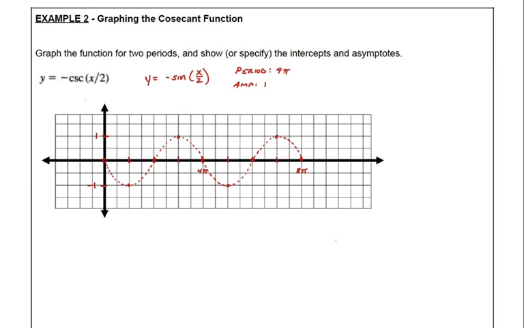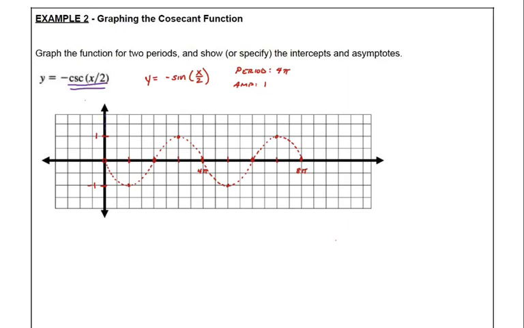Now, in terms of how to graph this cosecant function, you could try and create a table and plot values, and you could do all that. But I promise it's probably going to be easier to sketch this sine function, or at least know what this sine function looks like, and from it, create your cosecant graph.